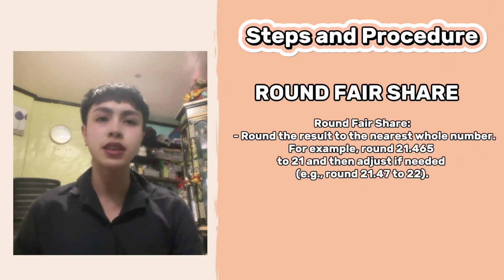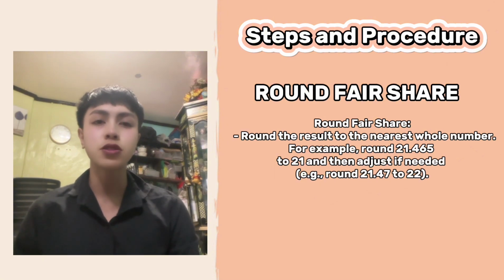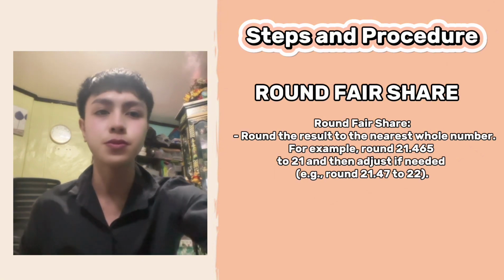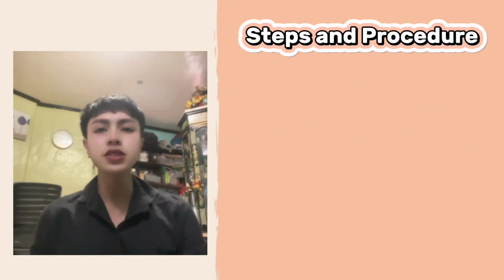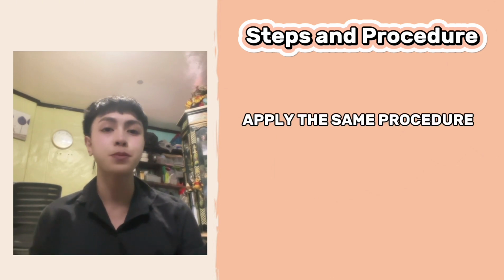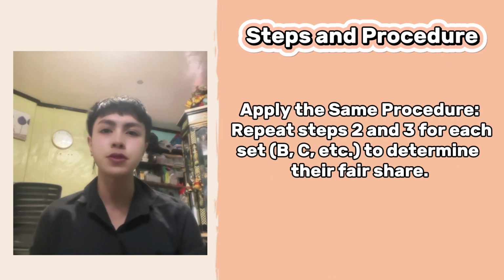Now, let's move on to the round fair share. Round the result to the nearest whole number. For example again, round 21.465 to 21, and then adjust if needed. And then, for example again, round 21.47 to 22. The fourth step would be to apply the same procedure. Repeat steps 2 and 3 for each set B, C, and so on, to determine their fair share.